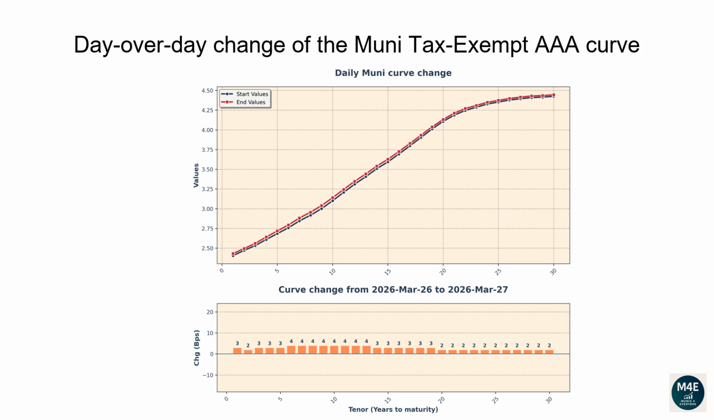The one-year tenor changed 3 basis points. The 2-year tenor changed 2 basis points. The 5-year tenor changed 3 basis points. The 10-year tenor changed 4 basis points. The 20-year tenor changed 2 basis points. The 30-year tenor changed 2 basis points.